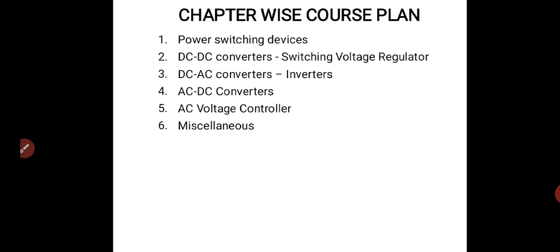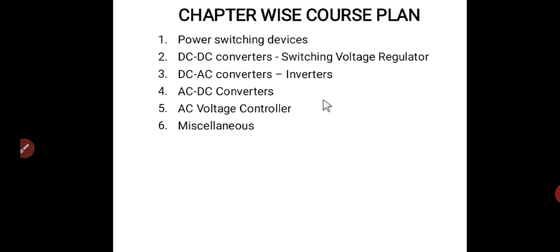Second one is DC to DC converters, in which we will study how to convert one level of DC voltage to another level of DC voltage. So it is like a chopper. Third one is DC to AC converter. DC to AC means inverter. Inverter means converting a DC level to AC of 230 volts. DC is 12 volt or 24 volt and output AC voltage is 230 volt, 50 hertz, which we use in our home.